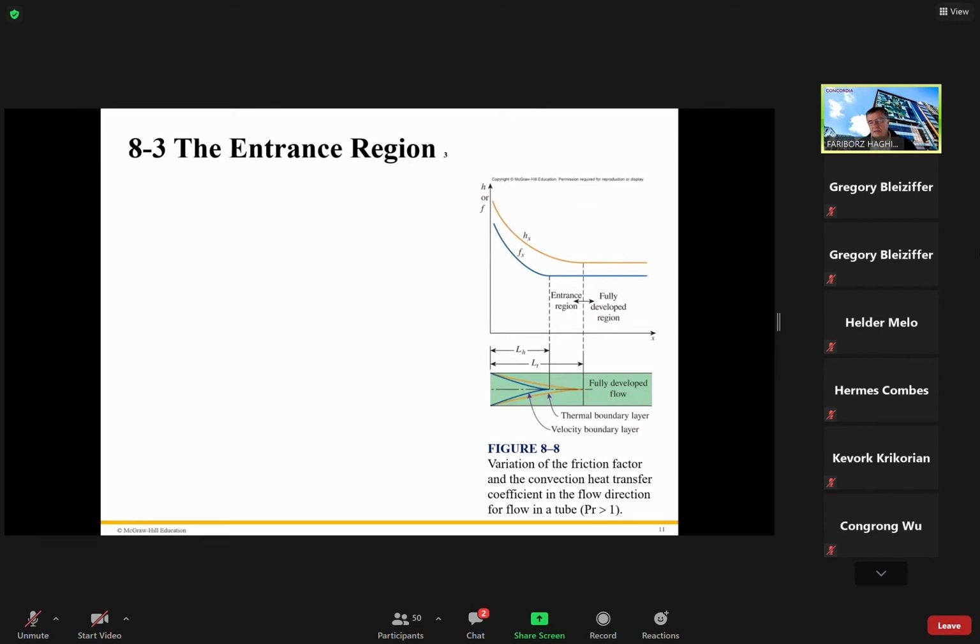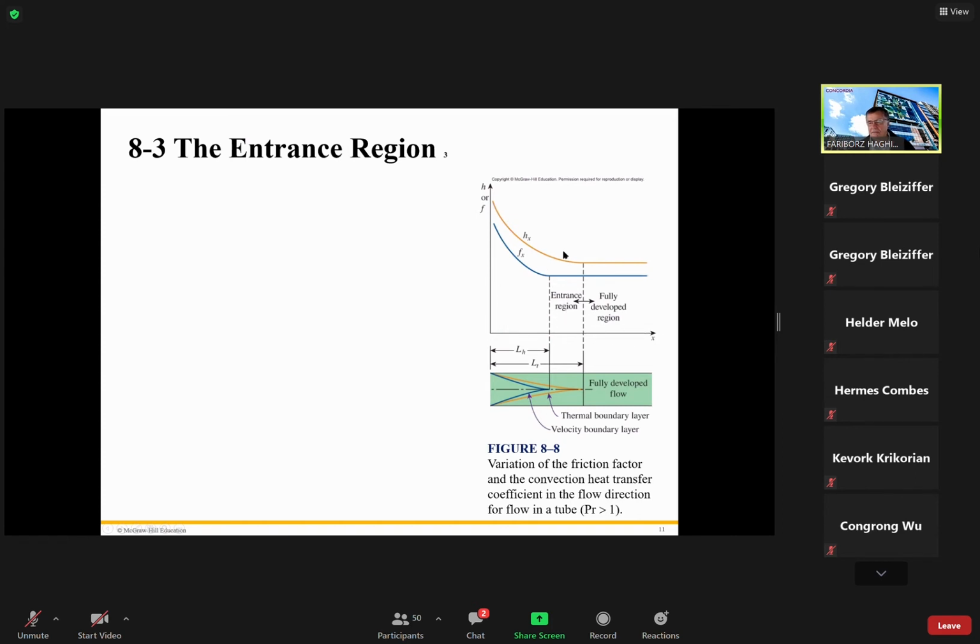Now, if you look at the flow inside the pipe, for example in this case, we assume the velocity profile and the temperature profile are here. The yellow one is the temperature and the blue one is velocity. Therefore, the velocity profile develops first, then the temperature profile. If you look at the heat transfer coefficient, the same thing applies to the friction factor, but let's focus on heat transfer. If you look at this along the length, this is the length of the pipe.